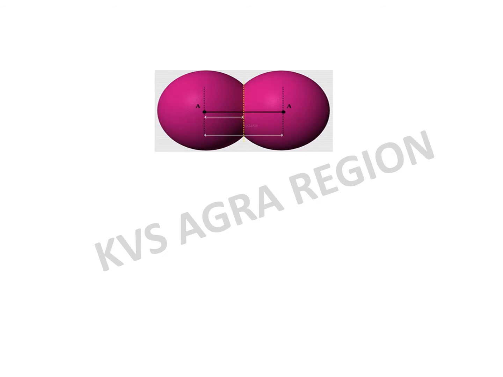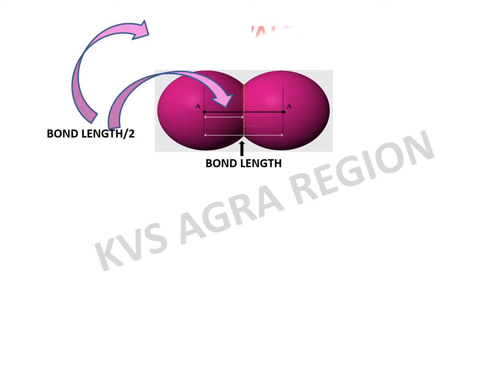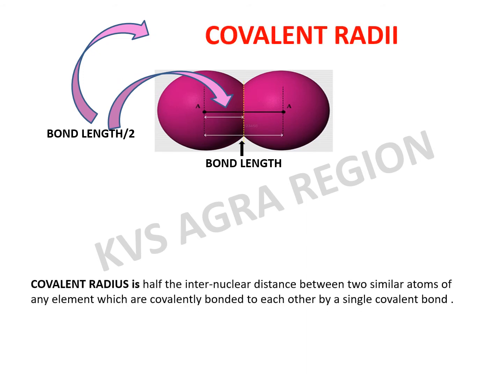Here we can see that the molecule is covalently bonded due to the sharing of electrons. This represents the bond length, that is the internuclear distance between the two bonded atoms. And half of the bond length is known as covalent radius. Hence, covalent radius is half the internuclear distance between two similar atoms of an element which are covalently bonded to each other by a single covalent bond.